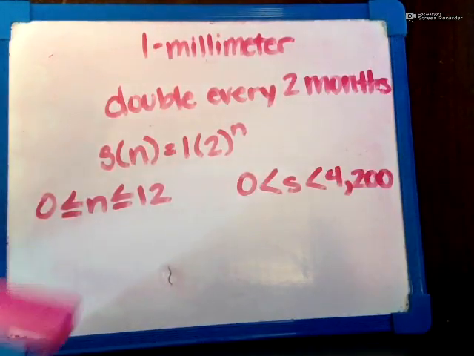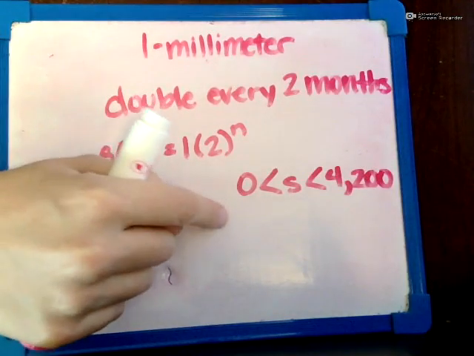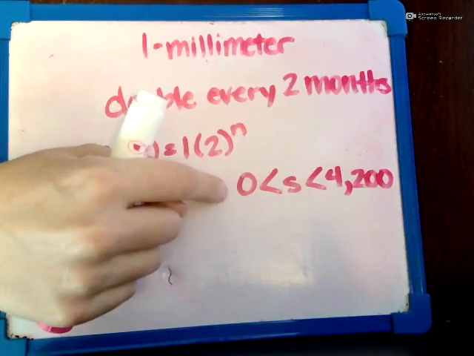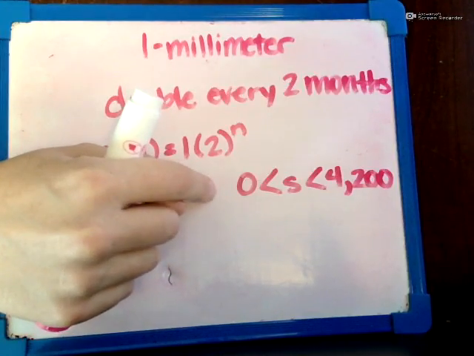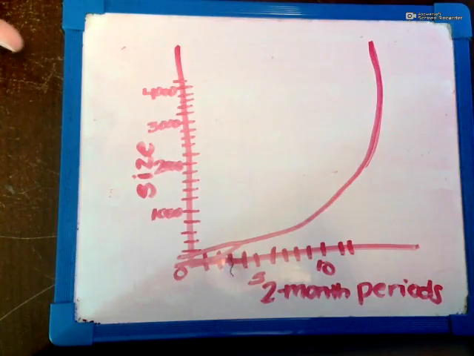For the number of 2-month periods, you're going to count by ones. And for the size of the tumor, you're going to count by 200s. If you count by 100s on this axis, you're going to have 41 intervals, and that's going to be a really big graph. Your graph will look something like that.